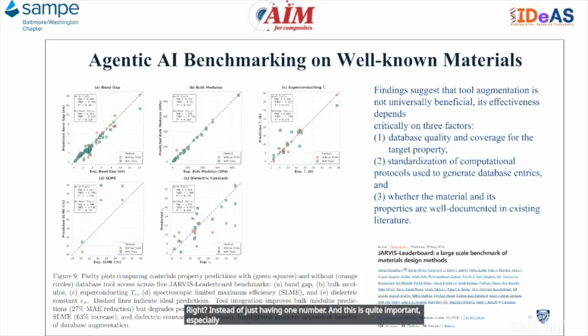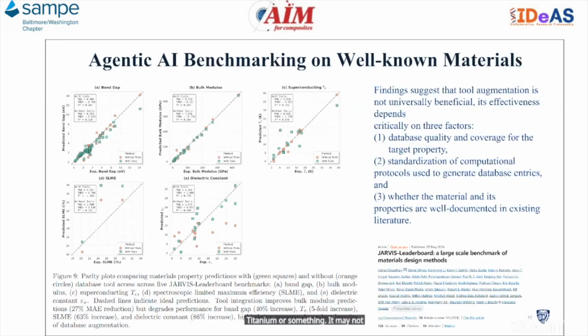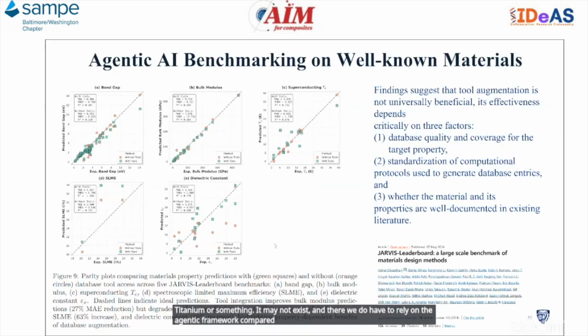And this is quite important, especially when this is a new material. Then we have no idea whether the data in the literature exists at all, like bismuth telluride, manganese bismuth, or manganese titanium or something. It may not exist. And there we do have to rely on the agentic framework compared to only an LLM response, which is quite important.